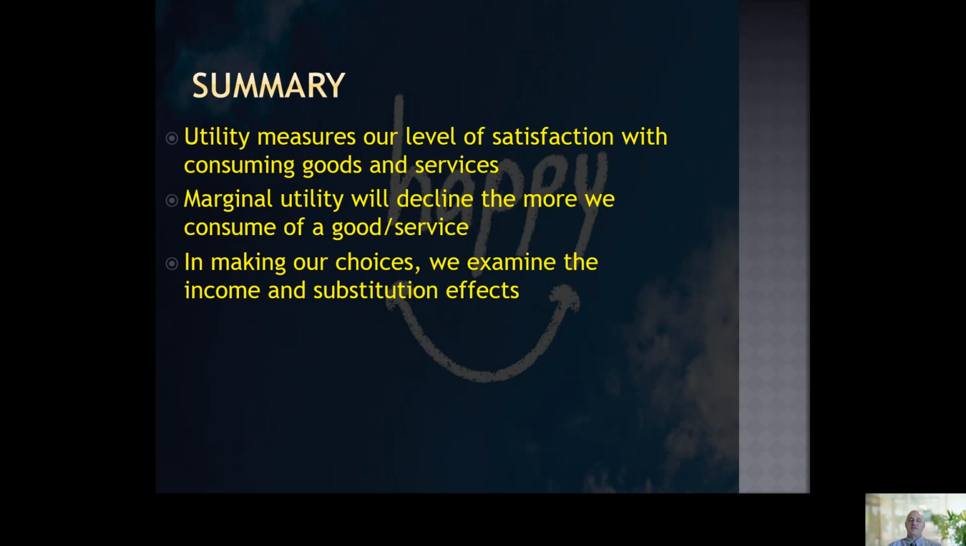So if you think about this, in summary, we recognize that utility measures our level of satisfaction with consuming our goods and services. And our marginal utility is going to decline the more and more we consume of something. And as we make our choices, we look at our purchasing power, we look at making our decisions subject to a limitation on our income, and we also look at prices relative to each other. So we try to find that combination of goods where the marginal utility to price ratios are equal to each other.